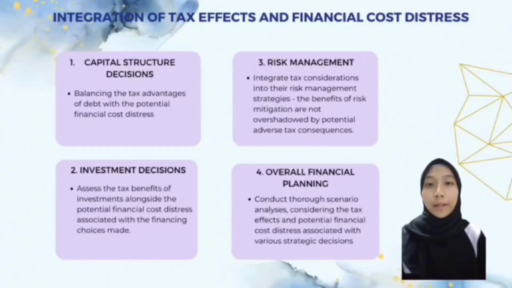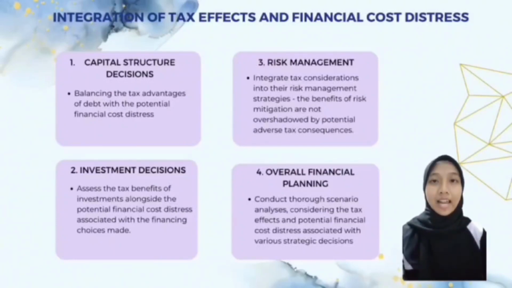First, companies aim to optimize capital structure by balancing the tax advantages of debt with the potential financial distress costs. This involves determining the right mix of debt and equity to minimize the overall cost of capital while managing risk. Second, companies need to assess the tax benefits of investment alongside the potential financial distress costs associated with the financing choices made. This involves evaluating the risk-return profiles of investment in the context of the company's overall financial health.